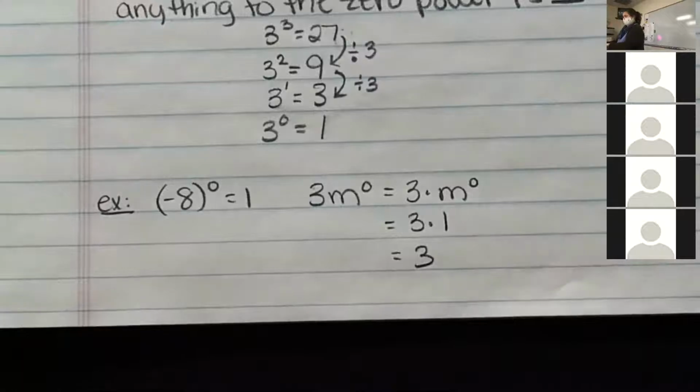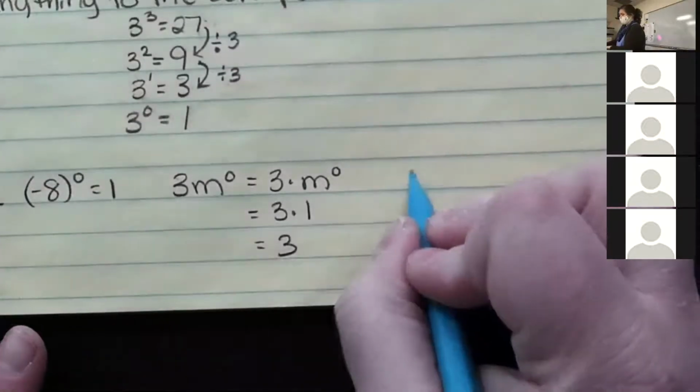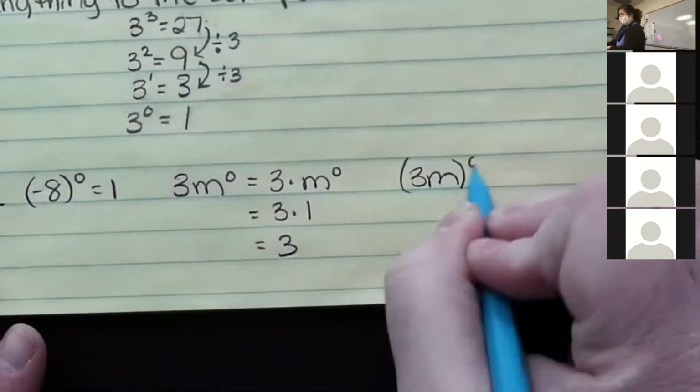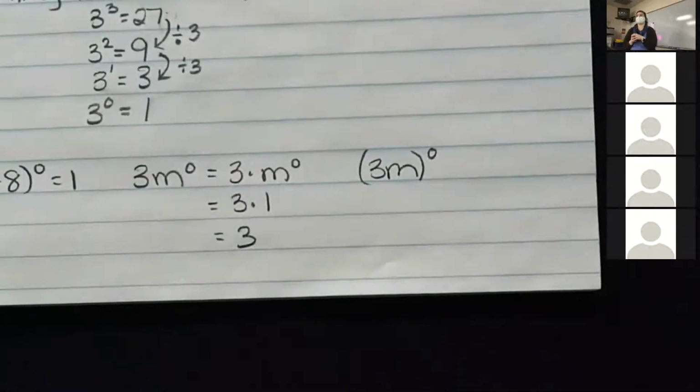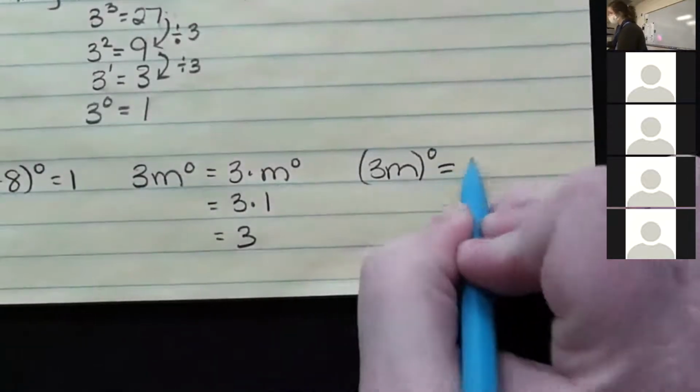Okay, one more. Let's try another one. Then I'll answer a question. What if I wrote it like this? Then what would this one be? It's saying that everything in that parenthesis is raised to the 0 power. Anything to a 0 power is what? 1. So this one's 1.